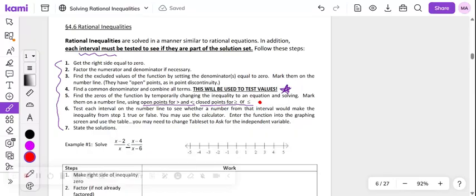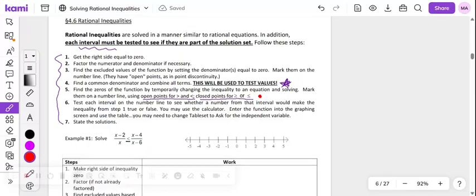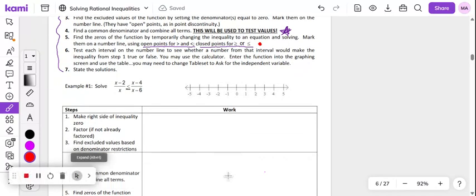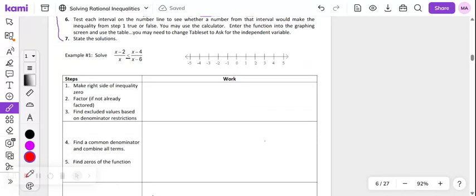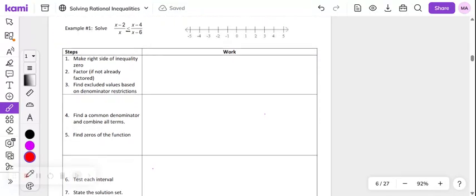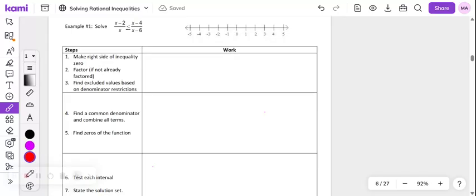So I have the steps listed here. I also have them listed on the problem as we work through the problem. So let's just jump right in. I'm asking you to solve this inequality, and the first step is to set the right side of the inequality equal to 0. So we'll have (x-2)/x minus (x-4)/(x-6), and we bring down our symbol, less than or equal to 0. It's already factored for us, so that's nice, nothing to do here.